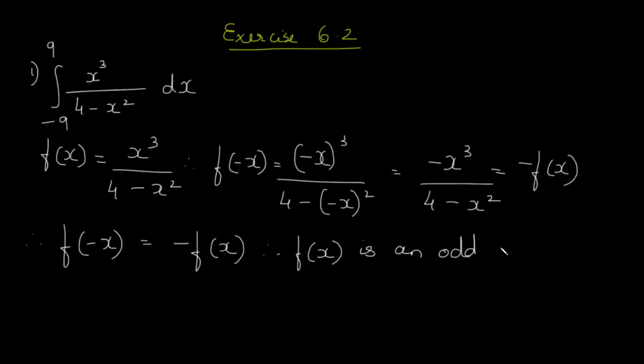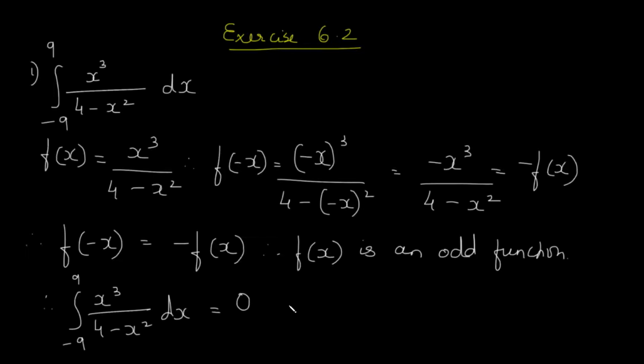We had studied that such functions are called odd functions. So, f(x) is an odd function. And therefore, the integral given in the question, that is the integral from -a to a of x cubed upon 4 minus x squared dx, which is the integral of f(x) dx, becomes equal to 0 by property 8. You don't have to state the property, but here I am just stating it for your benefit.